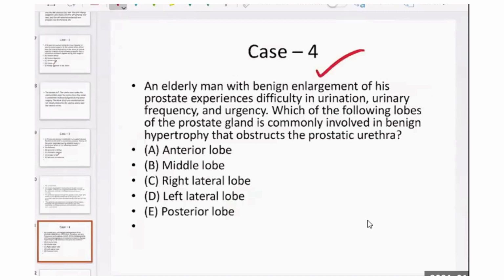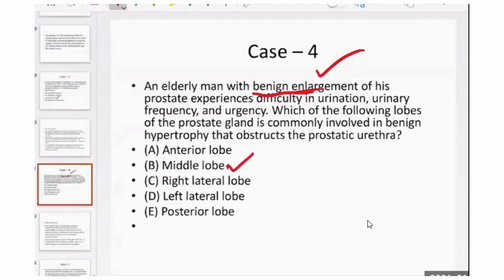Enlargement is okay, but they didn't say whether it is benign enlargement. Anterior? More specific than anterior, it is the middle lobe, because the middle lobe is encircling the urethra, the neck of the urethra, right? On the center there is one more part. If there is no option for the middle, it is anterior. Here the middle has been given, so it is the middle lobe.